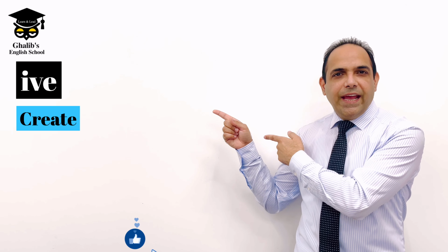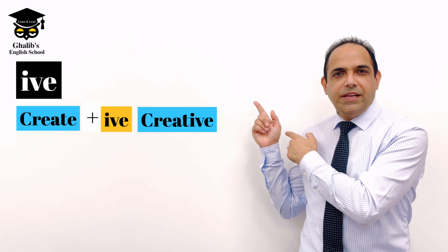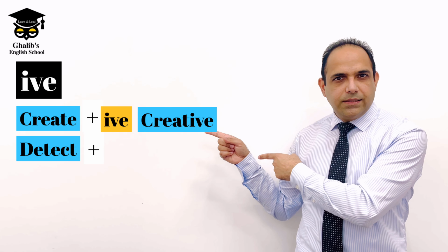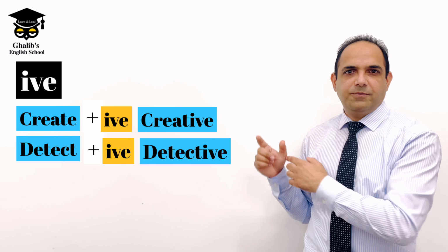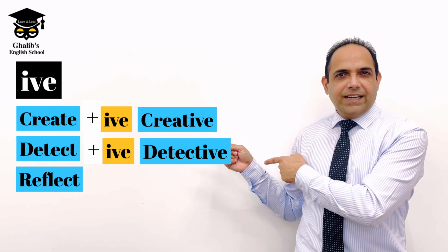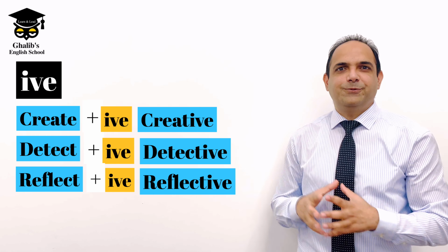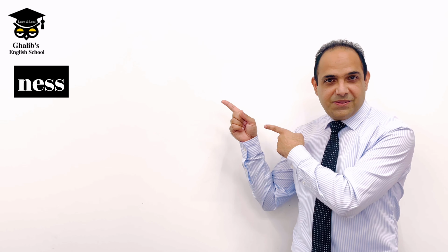Next one is -ive, I-V-E, having the nature of something or someone. Create becomes creative. Detect becomes detective. Reflect becomes reflective.